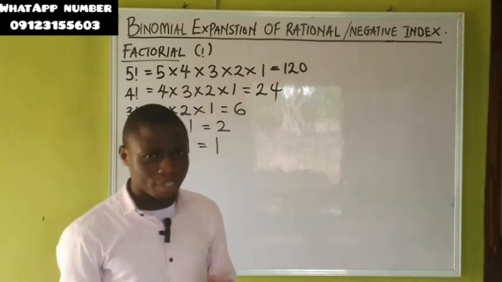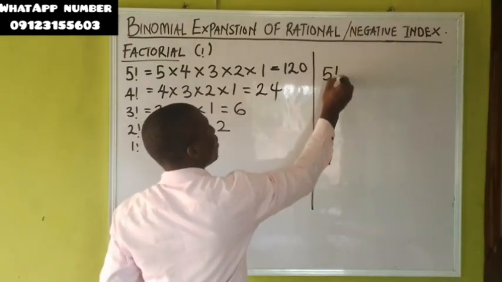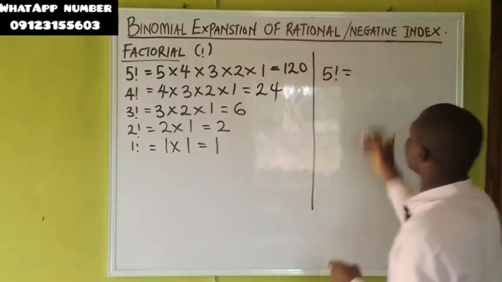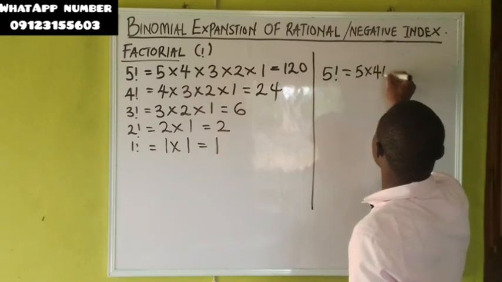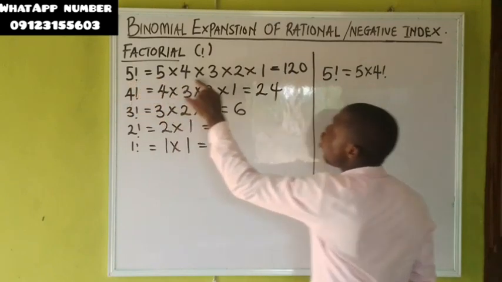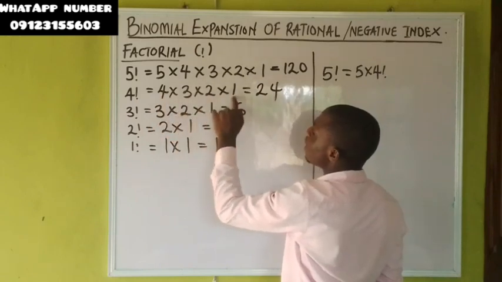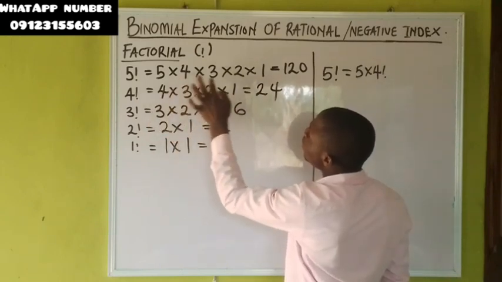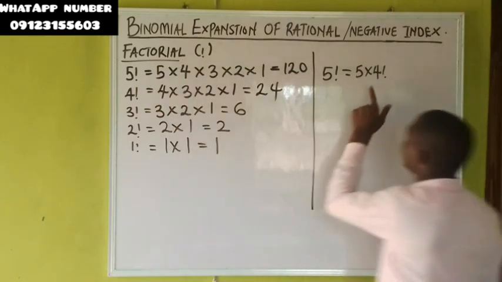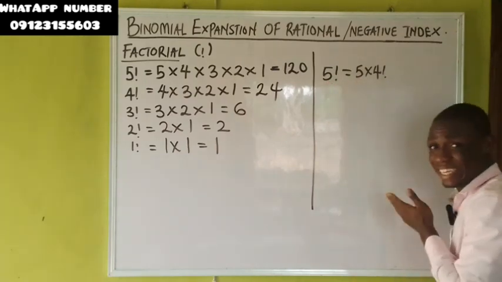But I want you to observe something. If I write 5 times 4 factorial, why? We just said 5 factorial is all this, but 4 factorial starts from 4, 3, 2, 1. And I can see all these, 4, 3, 2, 1. So that becomes 5 times 4 factorial. So I can write 5 factorial as 5 times 4 factorial. That's the idea.